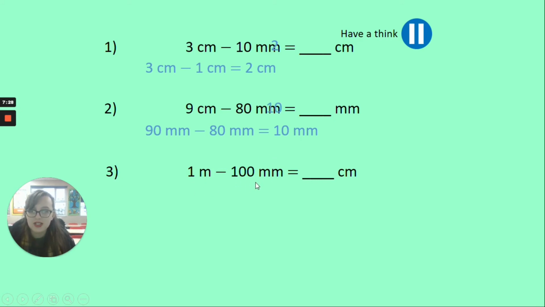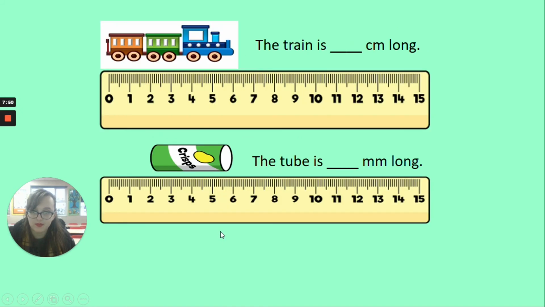100 millimetres is a little bit trickier, but I know that 10 millimetres is 1 centimetre. I know that 10 times 10 is 100, so 100 millimetres is going to be 10 centimetres. So 1 metre was 100 centimetres, 100 millimetres was 10 centimetres. So now I just need to do my subtraction. 100 take away 10 gives me 90 centimetres.